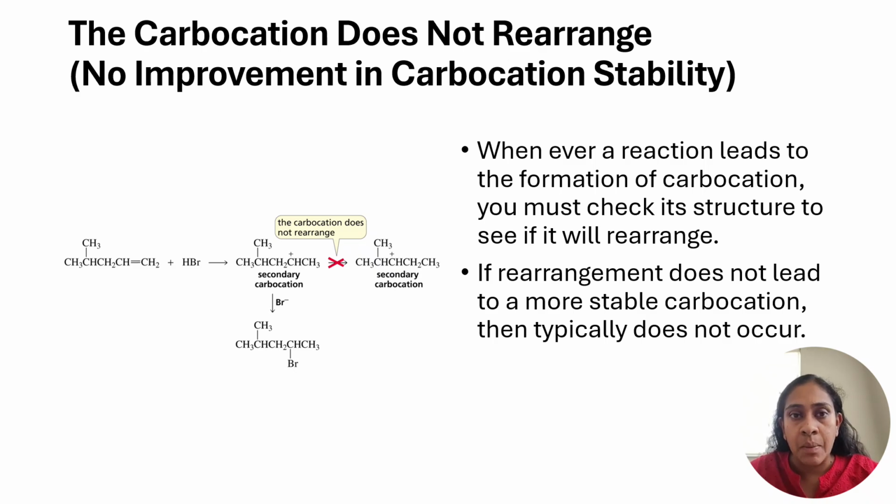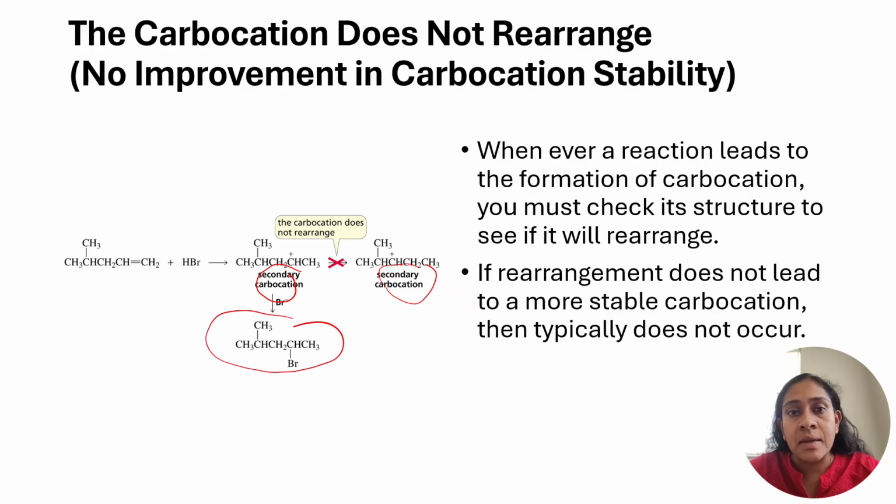In this example, the reaction with HBr initially produces a secondary carbocation. But if that shift simply converts one secondary carbocation into another secondary carbocation, then there is no significant improvement in the carbocation stability. Therefore, the rearrangement is not favored. Instead, bromide attacks the original carbocation directly.